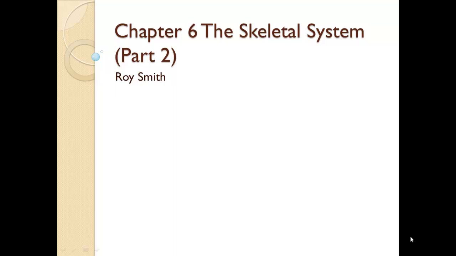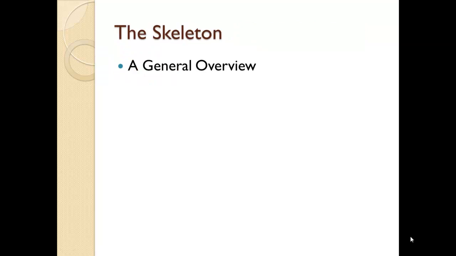Okay, this is going to be Chapter 6, the Skeletal System, Part 2. My apologies. And this is going to be a general overview. This entire slide set is essentially going to be just pictures of bones.